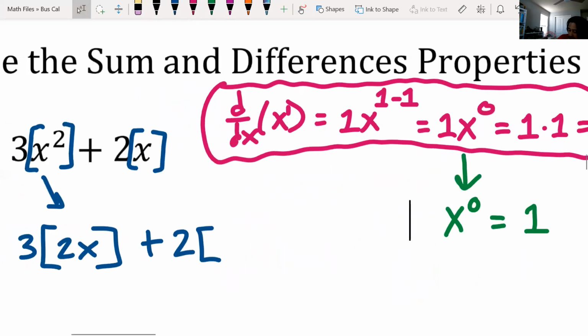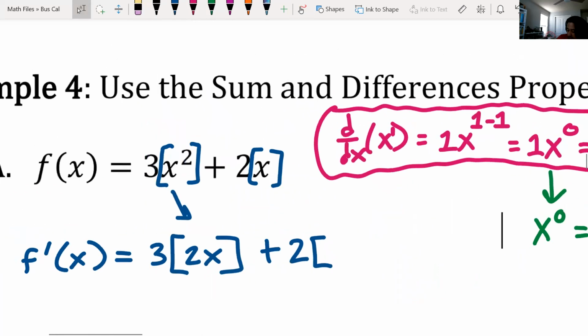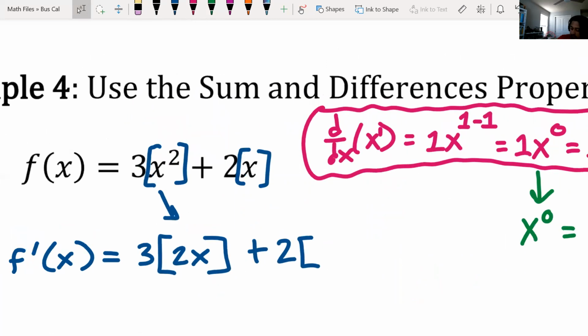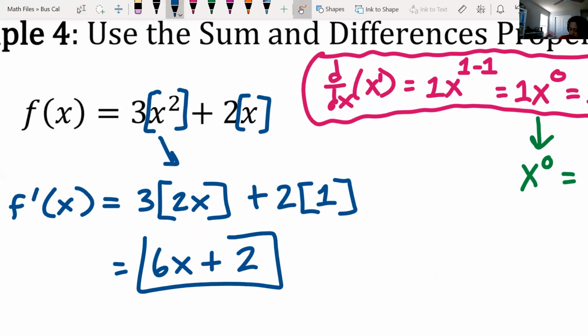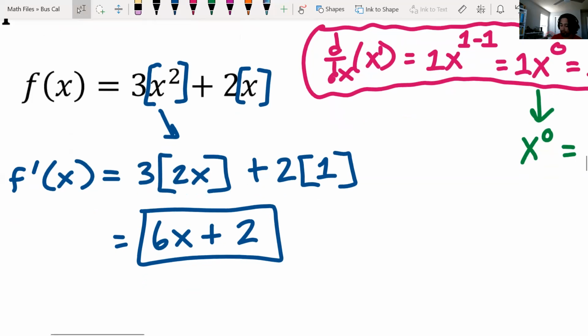Okay, which means back to our derivative. And the derivative of x we just saw is 1. So our final answer is 6x plus 2. Good stuff. Okay. And now let's keep going.